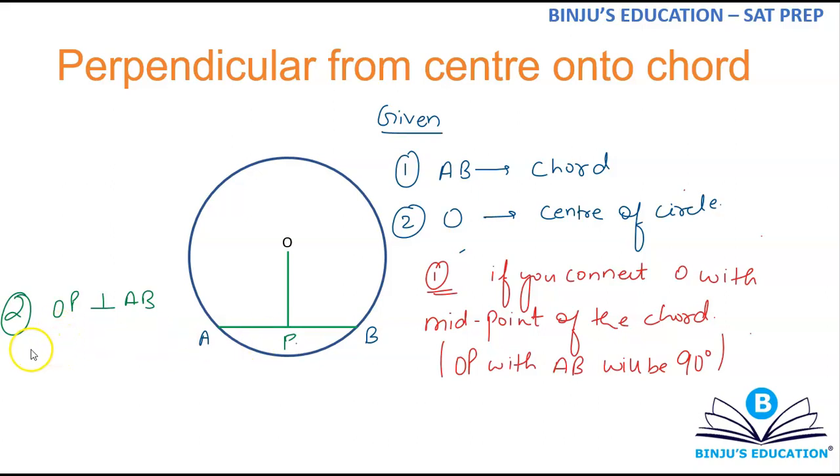AB is a chord, O is center of the circle. OP is perpendicular to AB. If this happens, then P is midpoint of AB. So it goes basically both the ways. If it is the midpoint, then the angle is 90. If the angle is 90, then it is the midpoint. Okay. So these are the properties which you need to remember.